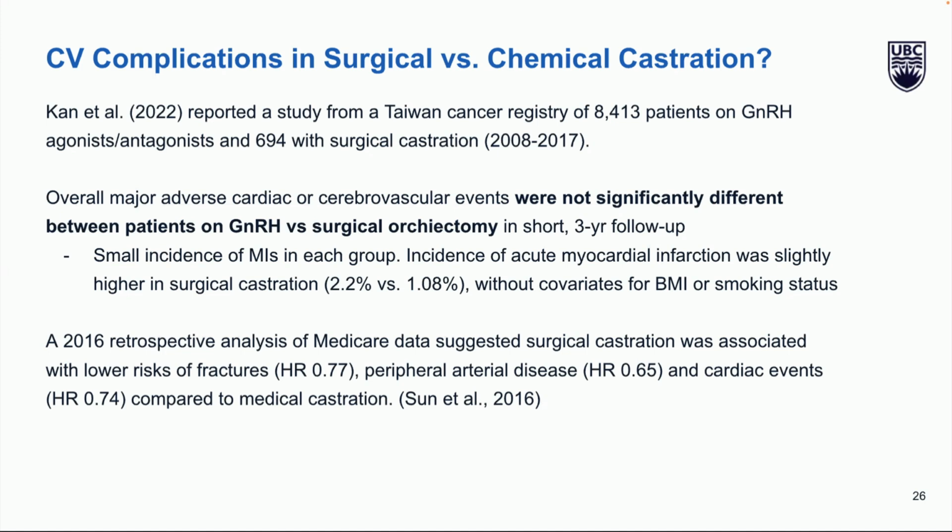Another study in 2016 by Sun et al. was another retrospective analysis looking at US-based trends. These are 3,300 men in the US who had undergone either surgical or chemical castration. What they reported was an association for surgical castration with lower rates of fractures, peripheral arterial disease, and cardiac events, in the 13% of people who underwent surgical castration compared to the majority, the 87%, who underwent chemical castration. So overall, similar concerns can be raised for the generalizability of these outcomes given the populations.